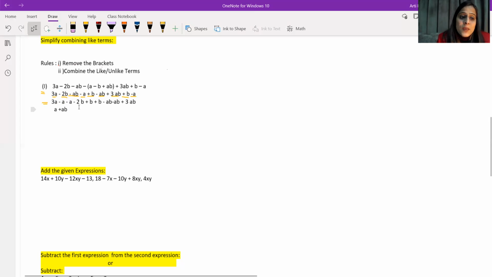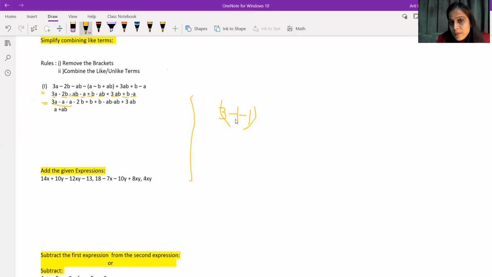So only this step is very important. How can you do it more easily? If you can't do it in mind, in the beginning mark a rough space and just write the coefficients of like terms. Just say 3, then minus 1, then minus 1. You need to solve only this part. 3 minus 1 is 2, 2 minus 1 is 1, and the variable will remain the same, a. Then, to solve the next set of like terms, you just need to write minus 2 plus 1 plus 1.